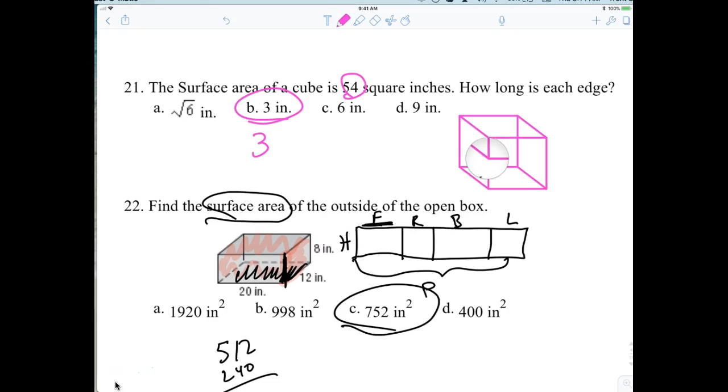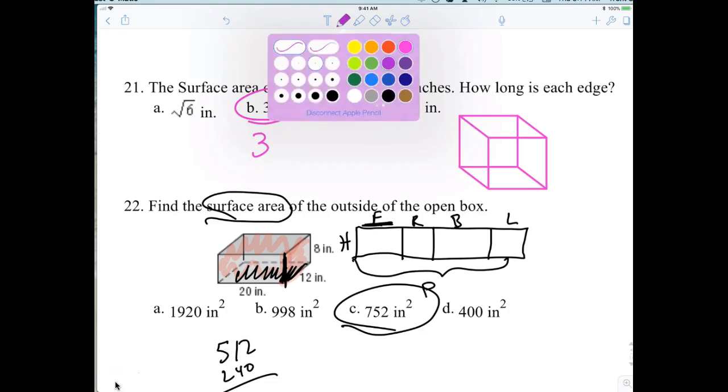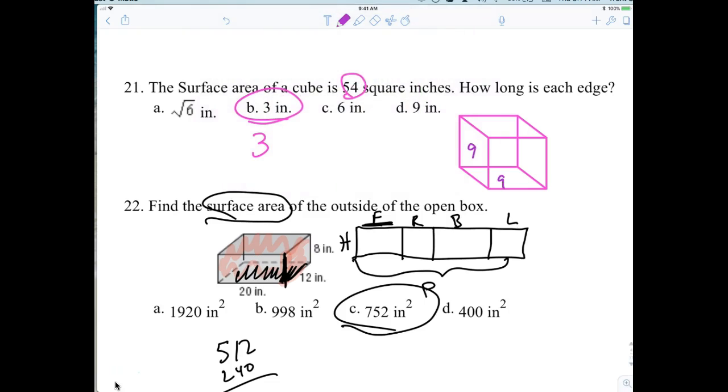There are 6 walls. So 54 divided by 6 is 9. So that means that each wall has an area of 9. Oh, each wall's an area. Okay, I got it now. I thought you said the side was 9. Wait, so this means the edge is the side. On the other problem, you said the edge. Oh, never mind. I got it.